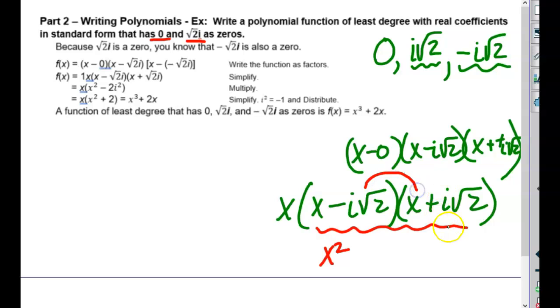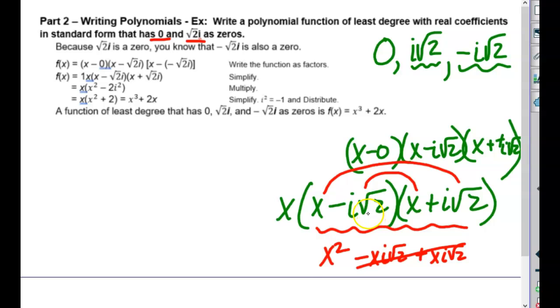Does everyone see that these two messy inside and outside answers would undo each other? One would give you a negative x times i square root of 2, and one would give you a positive x times i square root of 2. So that would be 0. Everybody okay with that? Those really messy ones?